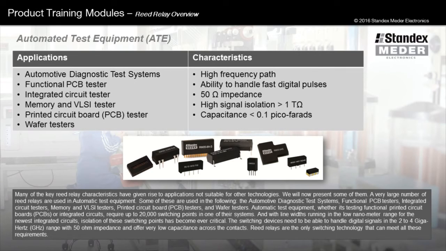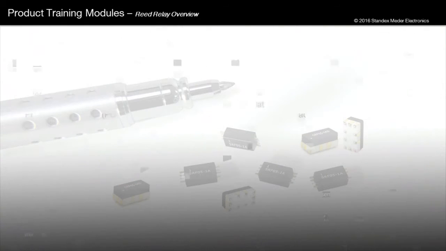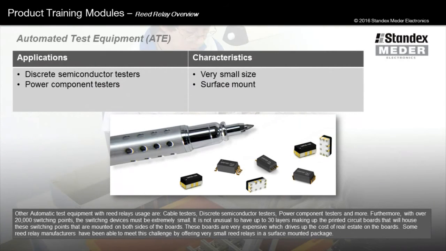And with line widths running in the low nanometer range for the newest integrated circuits, isolation of these switching points has become ever more critical. The switching devices need to be able to handle digital signals in the 2 to 4 GHz range with 50 ohm impedance and offer very low capacitance across the contacts. Reed relays are the only switching technology that can meet all these requirements. Other automatic test equipment with reed relay usage are cable testers, discrete semiconductor testers, power component testers, and more.